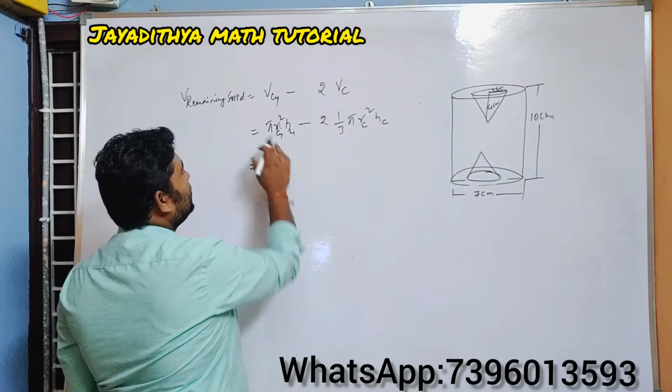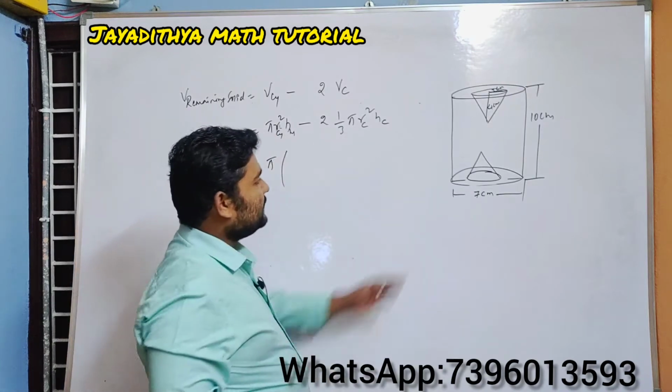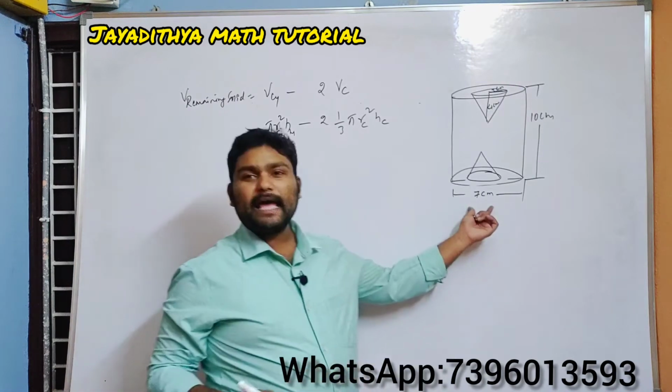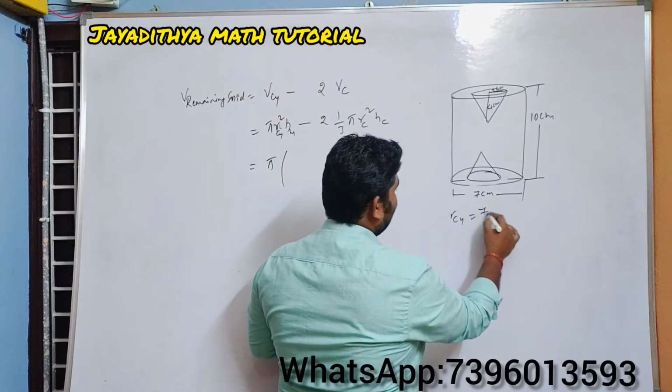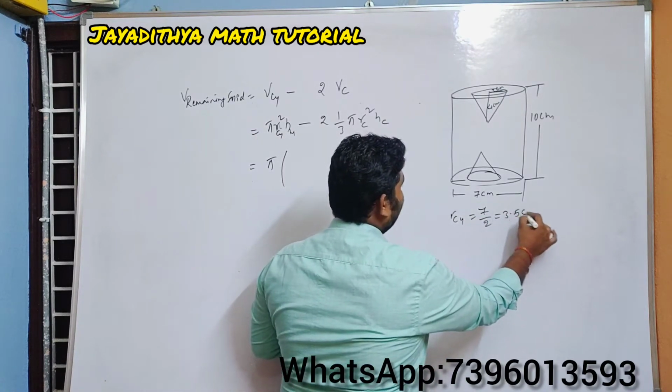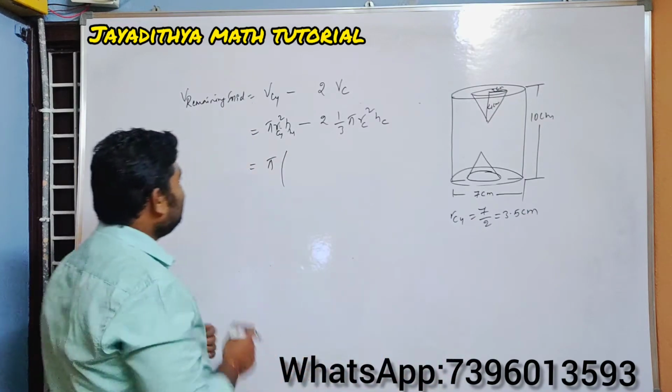So you can take pi common here. What is the radius here? The radius of the cylinder. Here he has given the diameter. So the radius of the cylinder will be how much? 7 by 2, which is equal to 3.5 centimeters.